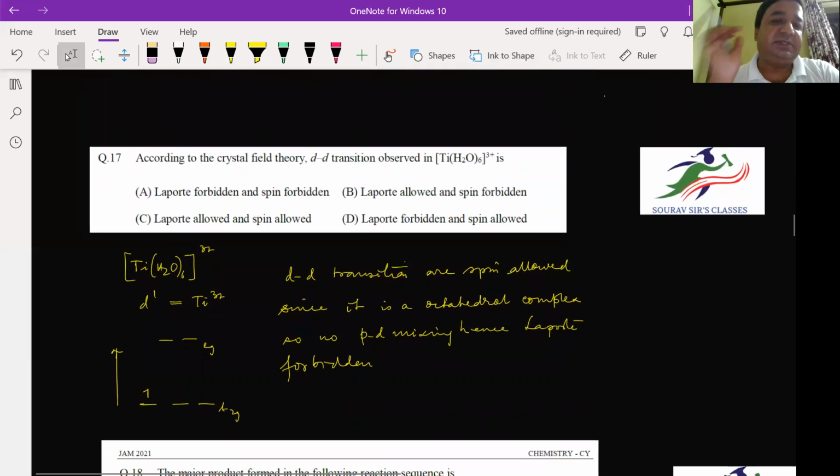Okay, now in question number 17, it is given according to the crystal field theory, d-d transitions observed in Ti(H2O)6 3+. Which options are correct? Obviously, we have to find out. Laporte forbidden, spin forbidden. Laporte allowed, spin forbidden. Laporte allowed and spin allowed, and then Laporte forbidden and spin allowed. So basically, it is having only one electron.